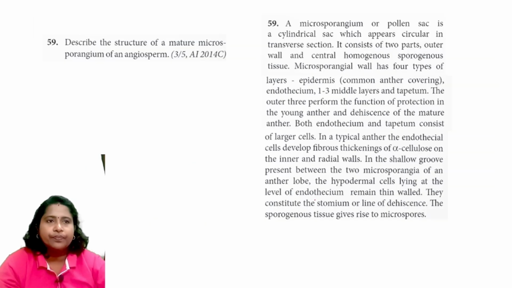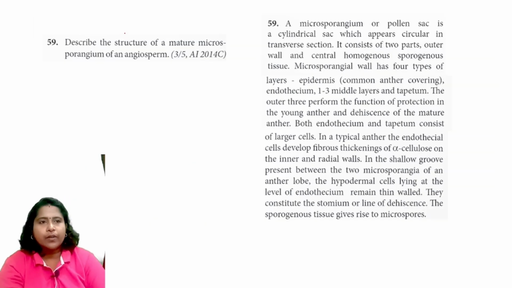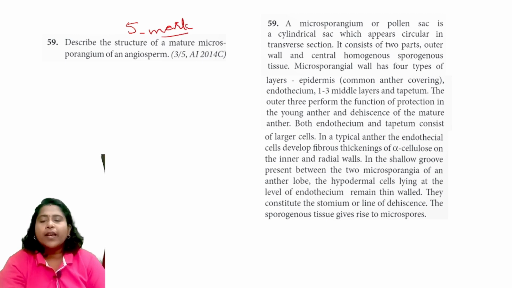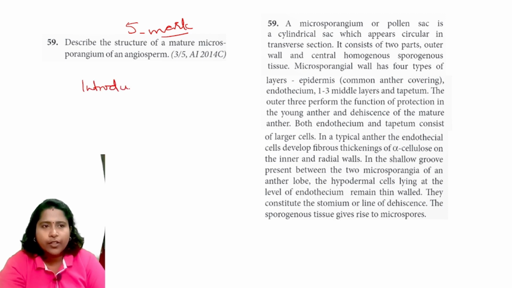Now it's a 5-mark question. Okay, it's a 5-mark question. Describe the structure of a mature microsporangium of an angiosperm. So always for 5 marks you have to write one introduction. So how can you structure it? Write a small introduction about the anther and where the microsporangium is present, everything. Here you can also use that particular 4-layered structure.